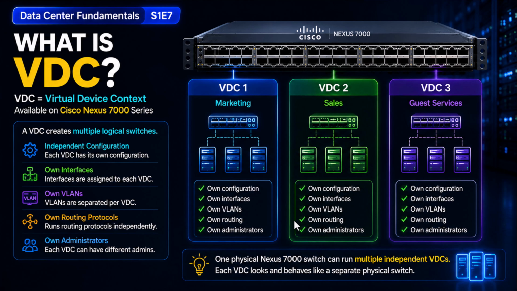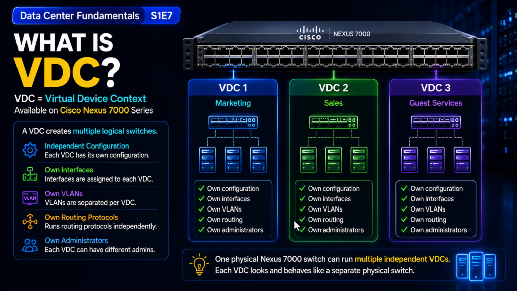For example, one physical Nexus switch could contain VDC1 for the marketing network, VDC2 for the sales network, and VDC3 for guest services. Each VDC can have its own configuration. Physical interfaces can be assigned to specific VDCs. Each VDC can also have its own VLANs, routing protocols, administrative access, and management responsibilities. An administrator responsible for VDC1 may not have access to the configuration of VDC2.